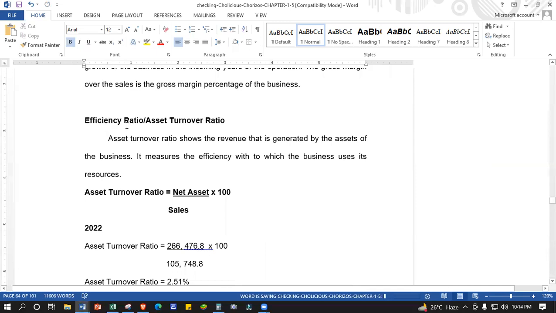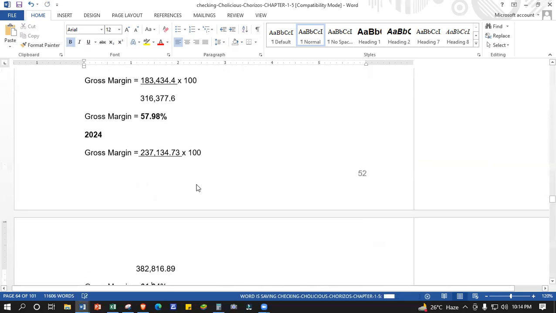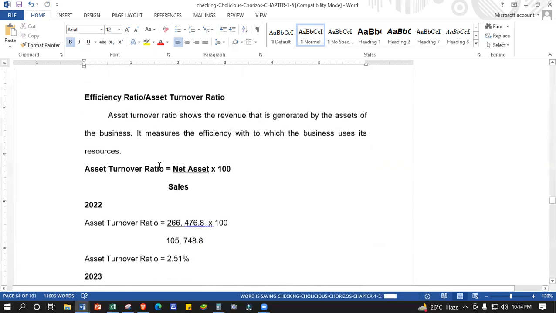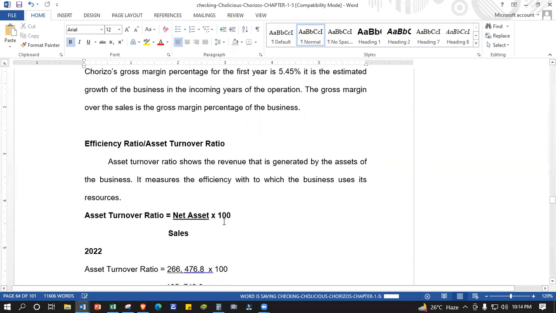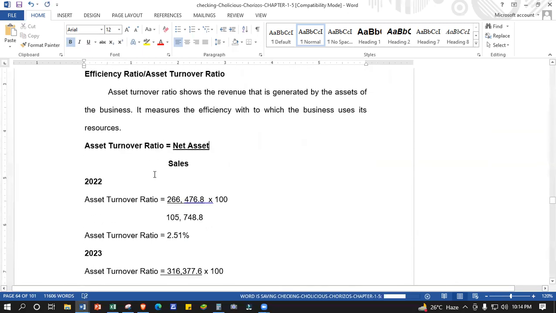Okay, now to the ratios. The ratio is different from these margins. It is not in percentage. There's no such thing as times 100. So, when we talk of asset turnover ratio, it means using your assets, how efficient are you in using your assets to produce the sales? Okay, so there's no 100 here.